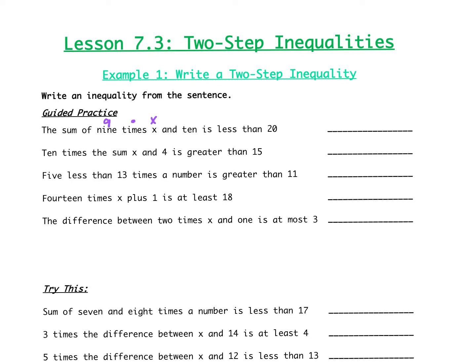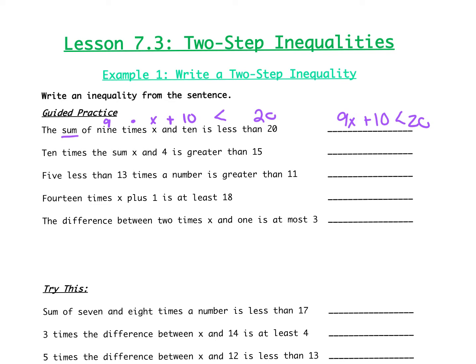So let's start with, we have our 9 times x, and it said sum, so we're adding 10. Is less than 20. In an equation, "is" means equals, but not here. So this is less than 20. Let's write that down: 9 times x is 9x plus 10 is less than 20. You're just translating what the sentence says.